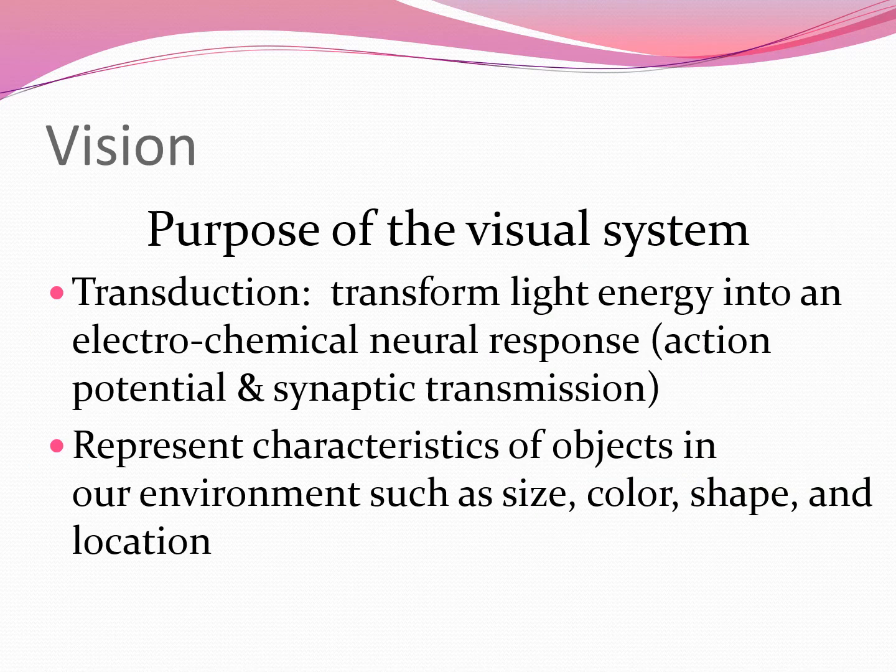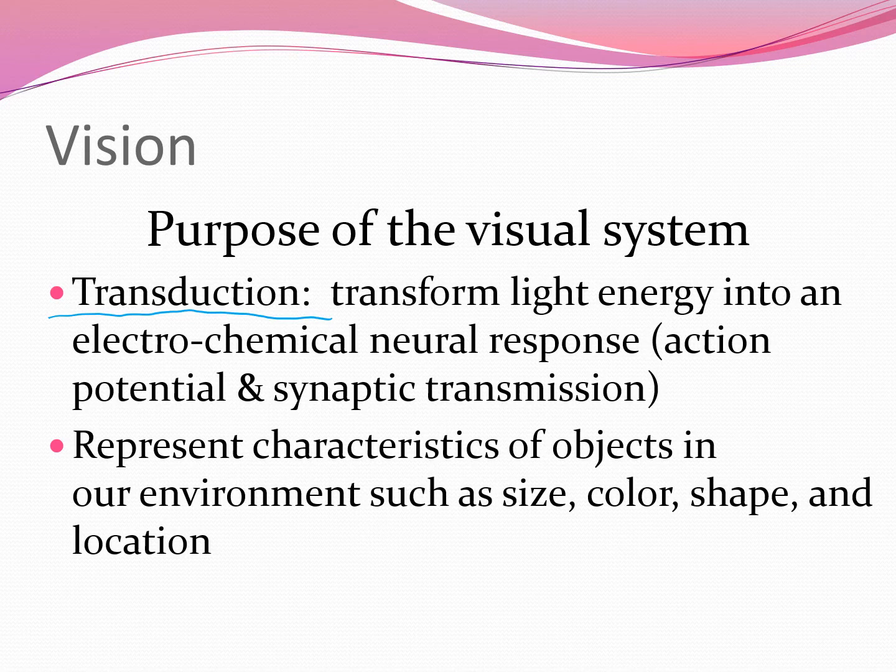Vision. So what's the purpose of the visual system? Right? Transduction, vocab word, very important. So this is transforming light energy into an electrochemical neural response, right? That's action potential, that's synaptic transmission. So remember, your brain can't read waves. So sound waves, visual waves, that's how they're processed, but your brain can't read that. So it needs to be transformed into an electrical impulse that your brain can actually read.